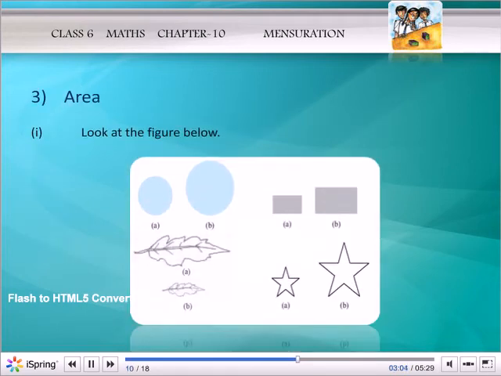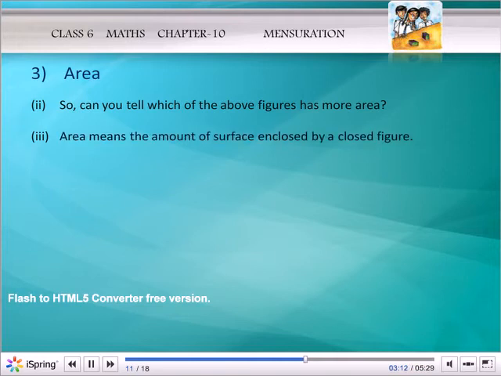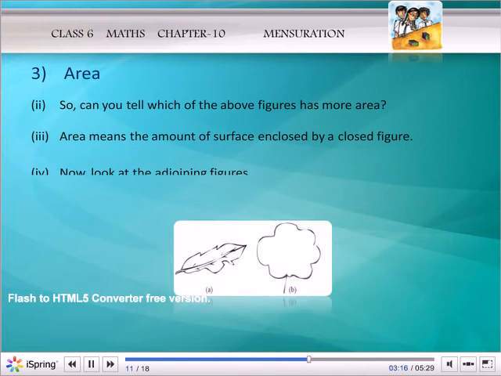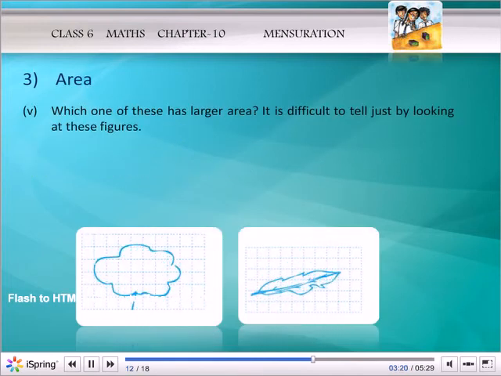Area. Look at the figure below. So can you tell which of the above figures has more area? Area means the amount of surface enclosed by a closed figure. Now look at the adjoining figures. Which one of these has larger area? It is difficult to tell just by looking at these figures.